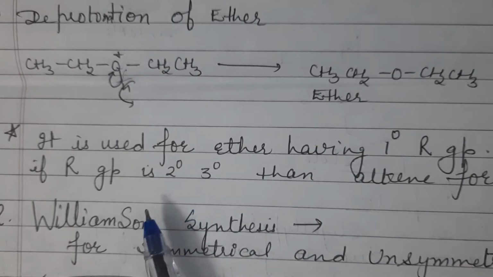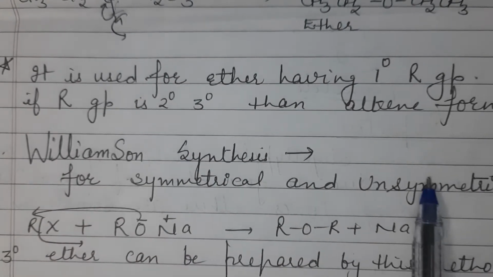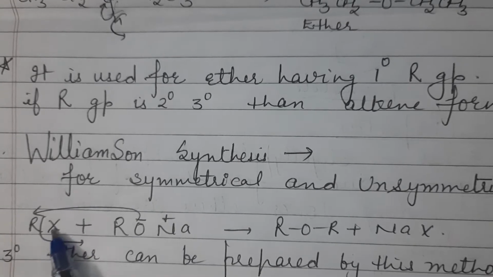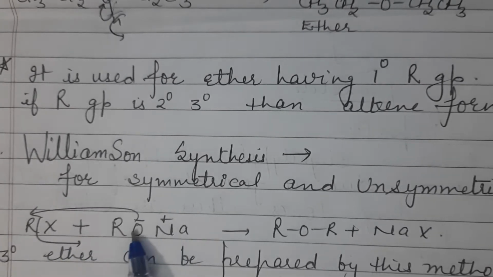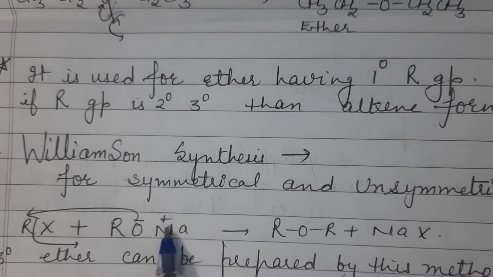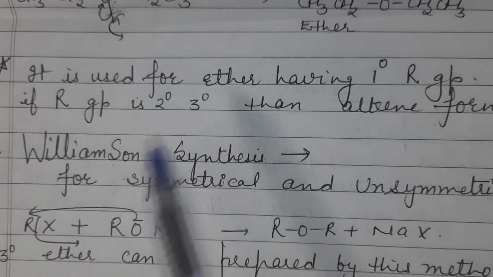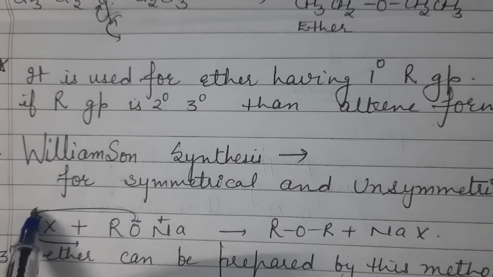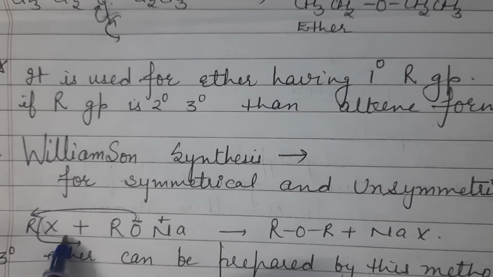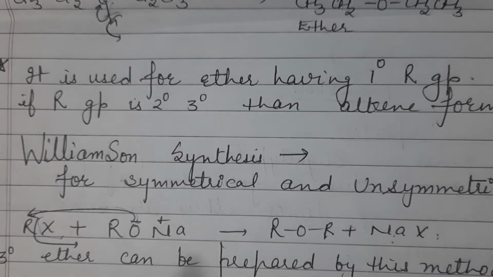Next is Williamson synthesis process. For symmetrical and unsymmetrical ether, this method is used. Here we treat alkyl halide with sodium ethoxide ion. First of all, we take alcohol. On reaction with sodium metal, it forms sodium ethoxide. On reaction with alkyl halide, this alkoxide ion acts as a nucleophile, attacks at carbon and halogen gets released, and we get ether and sodium chloride.